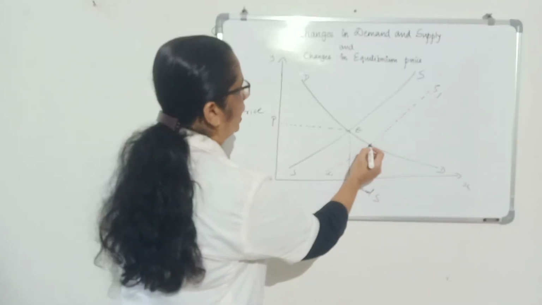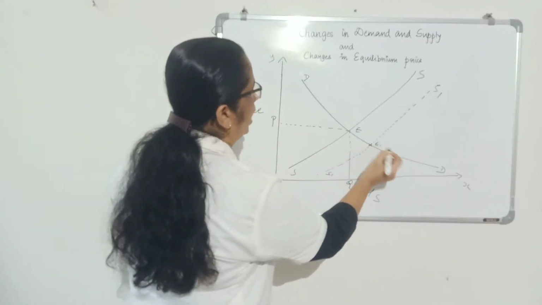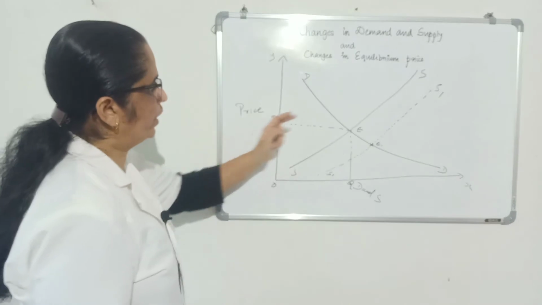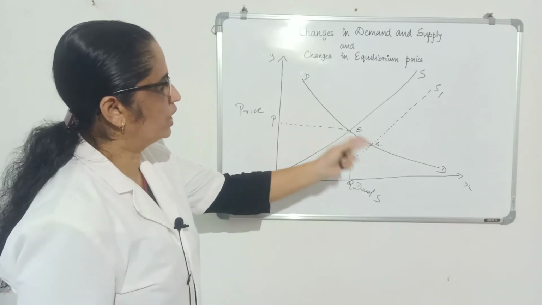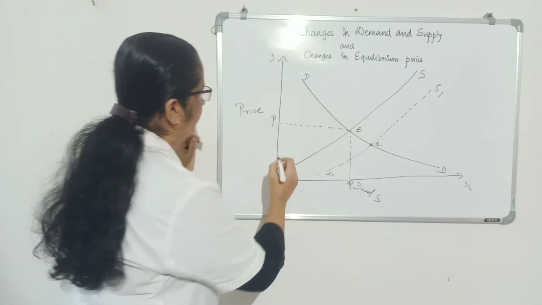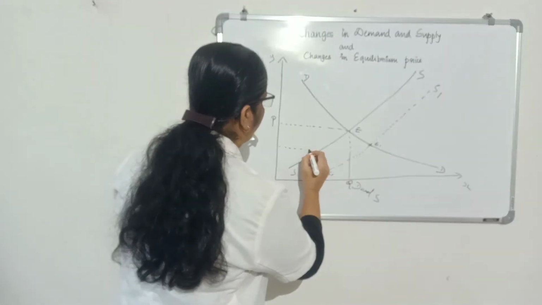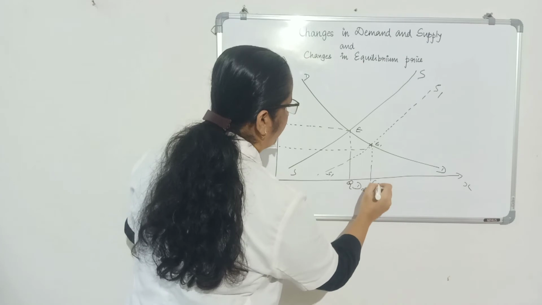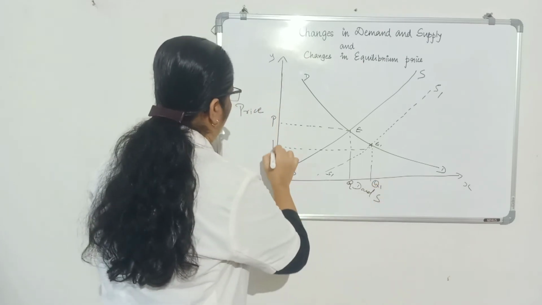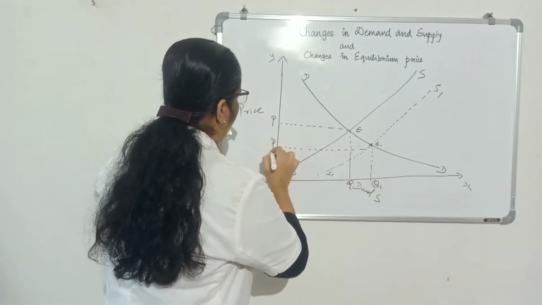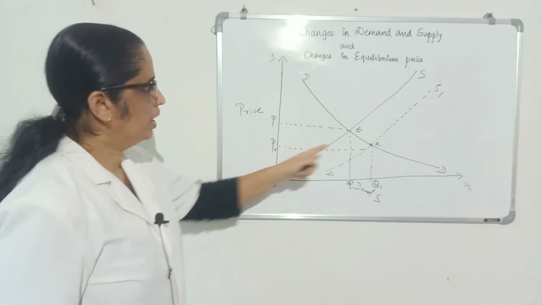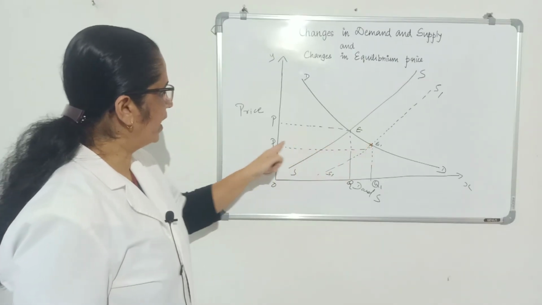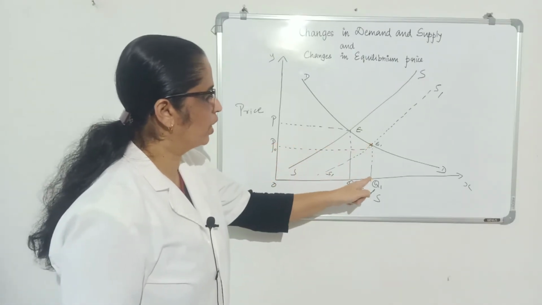Identify the new equilibrium, that is E1. The intersection point of the new supply curve with that of the old demand curve. And mark the corresponding price quantity combination, Q1 and price OP0. The new equilibrium, identify the corresponding price quantity combination.